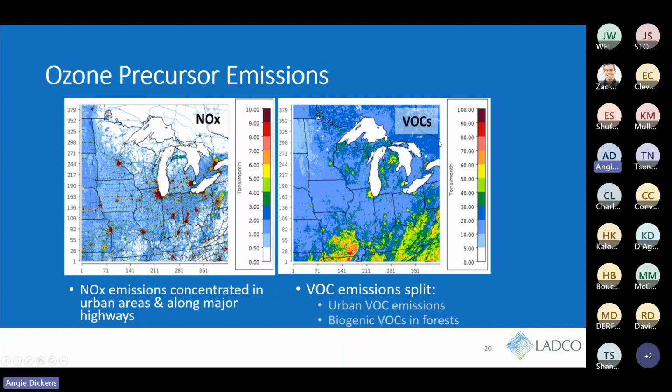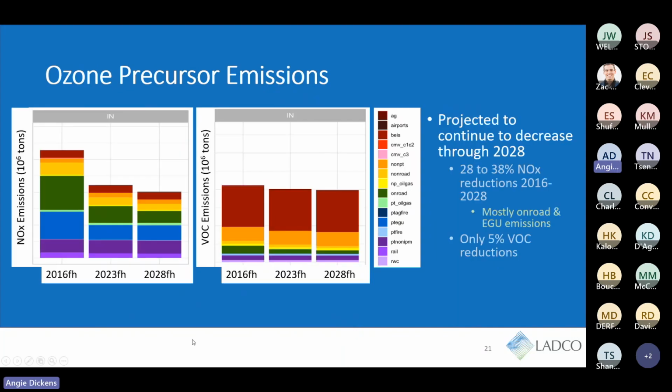Again, no surprises there. If you look at projections, these are LADCO modeling projections into the future, just showing Indiana as an example. We have NOx here, VOCs here. They're projected to decrease, but by less than the rate we've been having before. So NOx is decreasing, but again, at a slowing pace. It's projected to have 28 to 38% NOx reductions out through 2028, mostly in on-road and EGU emissions. And VOCs were projected to have just a 5% VOC reduction, so much smaller reductions than we've seen.